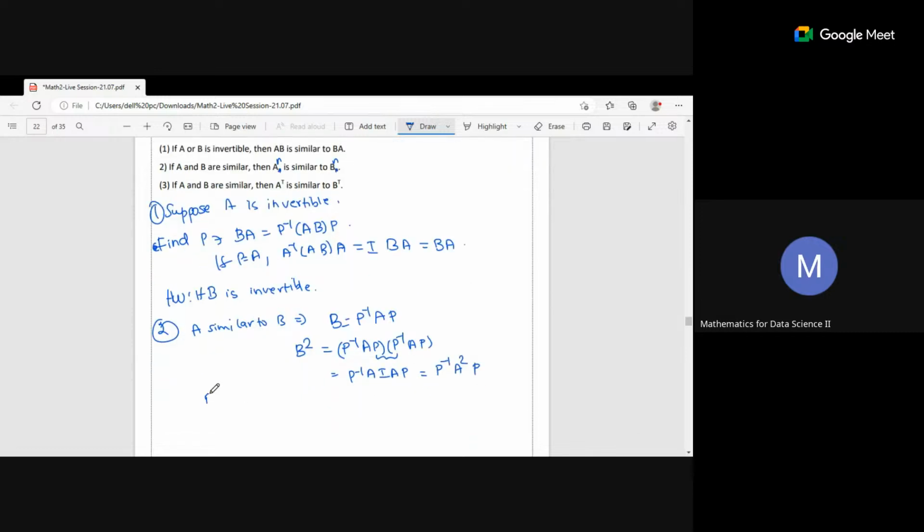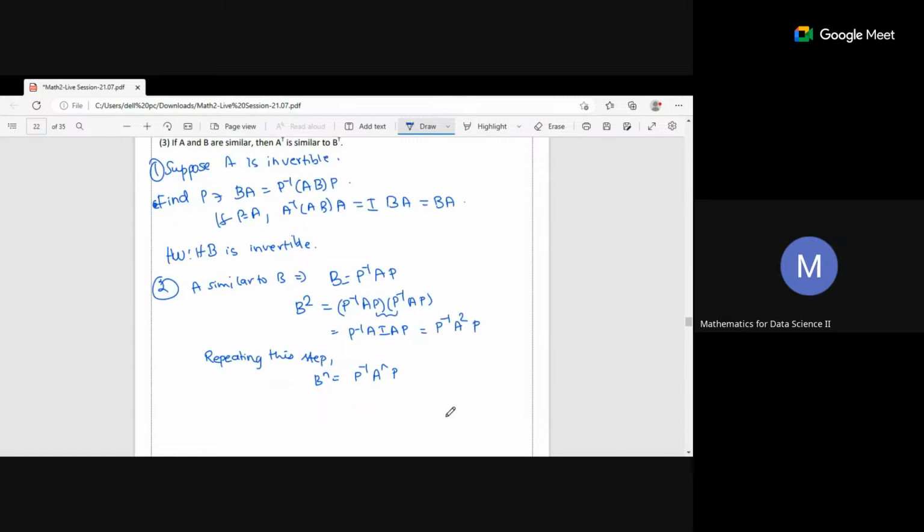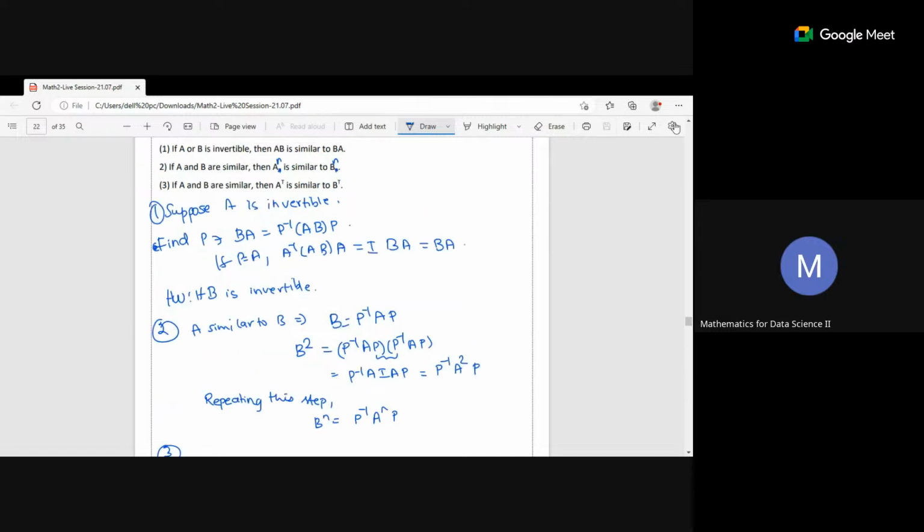So if you keep on repeating, you get B power n is equal to P inverse A power n P for any fixed n. Okay, fine. What about the third one? Up to this, is it clear? Yes, ma'am. Okay. What about the third one?